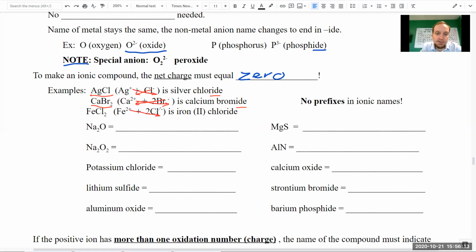I'm going to need 2 chlorines. Move that 1 down. I only need 1 iron. So it is iron 2 chloride. Now, what's up with this?